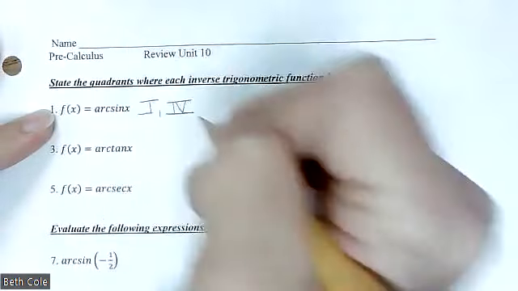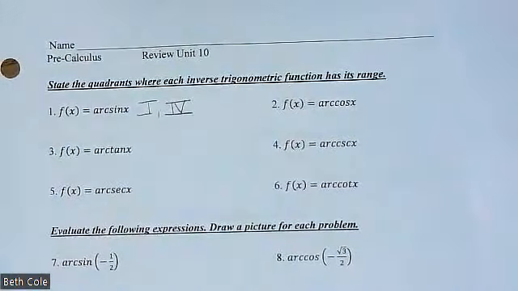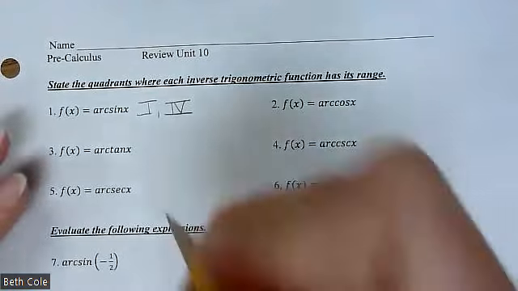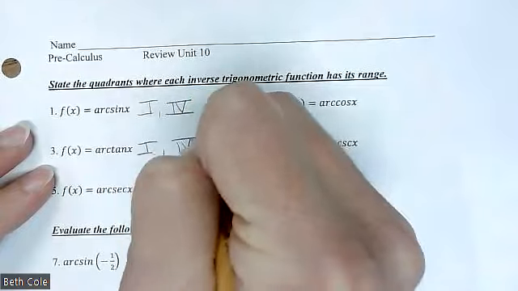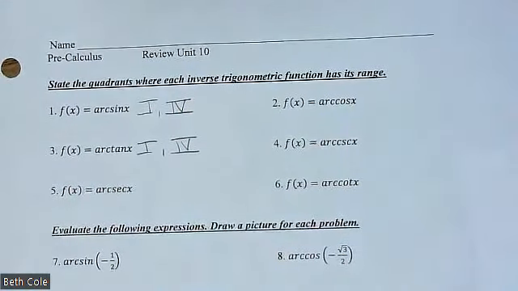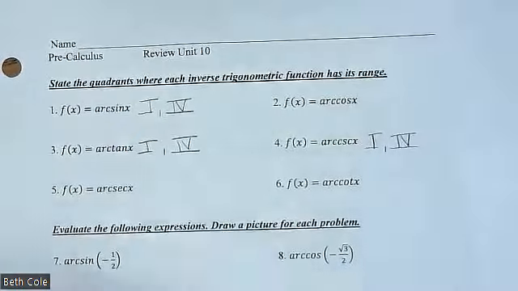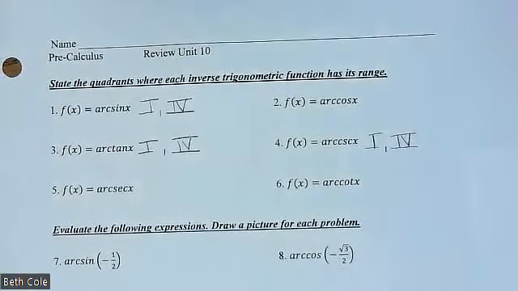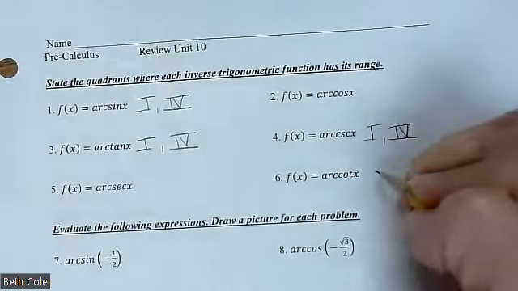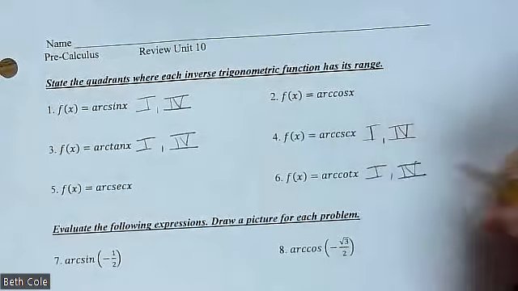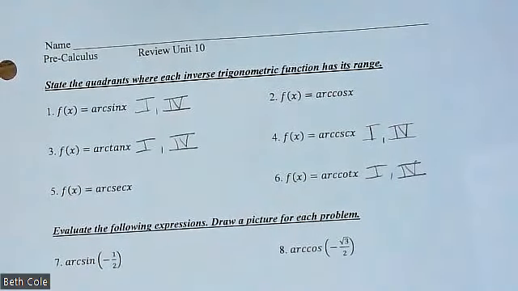All right, sine is odd, so that would be 1 or 4. What else is an odd one? Tangent? And then the reciprocal ones go together. So what's your reciprocal of sine? Cosecant. And then your reciprocal for tangent is cotangent. So those are all the odd ones.